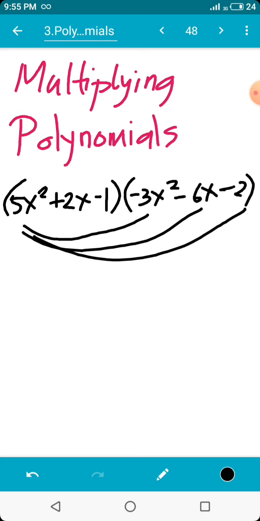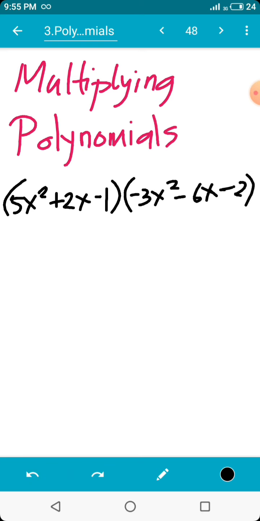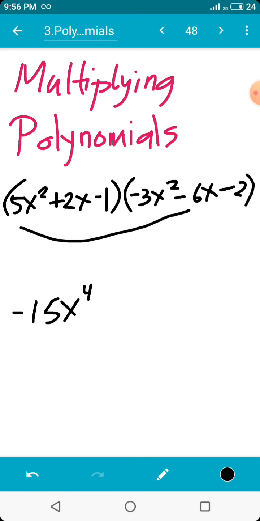Okay? So, we have 5x squared times negative 3x squared. So, that is negative 15x raised to 4. Tama ba? Ibaba natin siya. Negative 15x raised to 4. Kasi nga, yung exponent natin is 2, so i-add natin yan. Next is 5x squared times negative 6x. So, that is negative 30x cubed. Okay? 2 and yung 1.